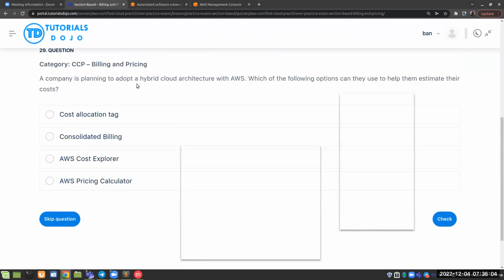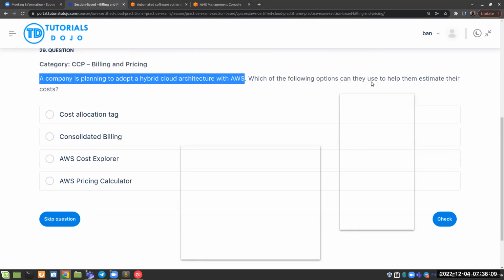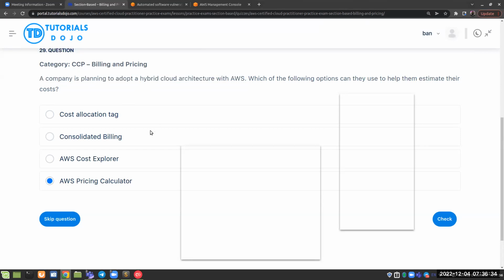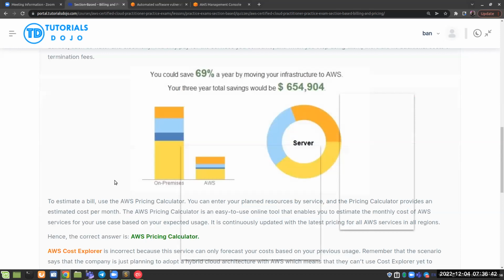A company is planning to adopt a hybrid cloud architecture with AWS. Which of the following options can they use to help them estimate their costs? I see two people say D already. So you want to estimate your cost before you move to AWS, right? So you can use the pricing calculator.